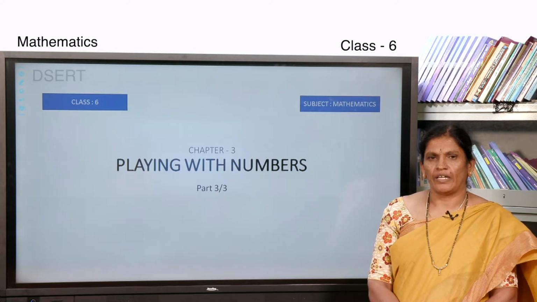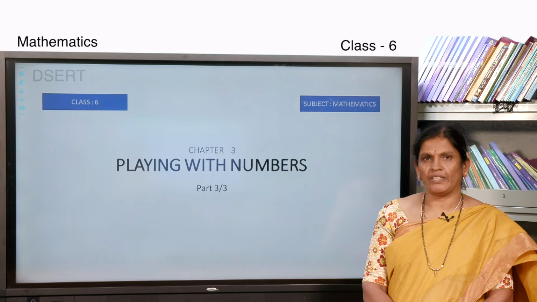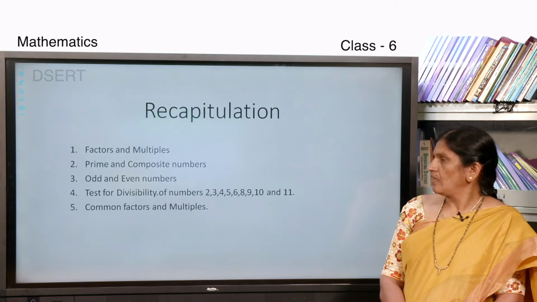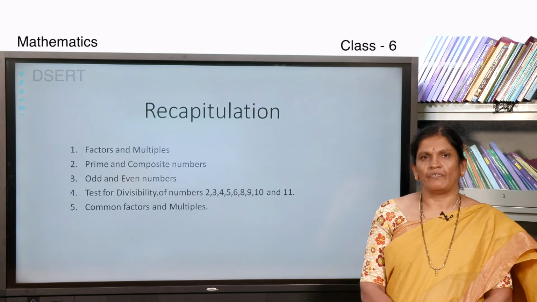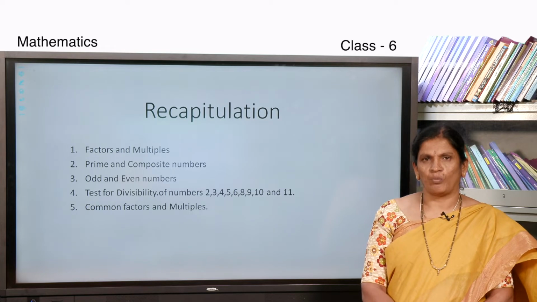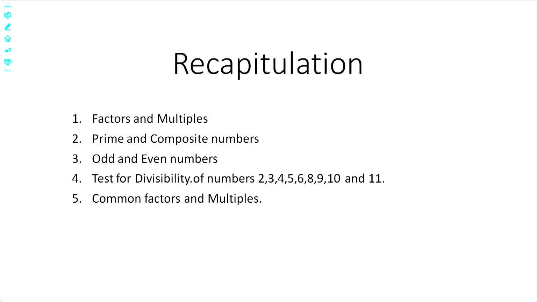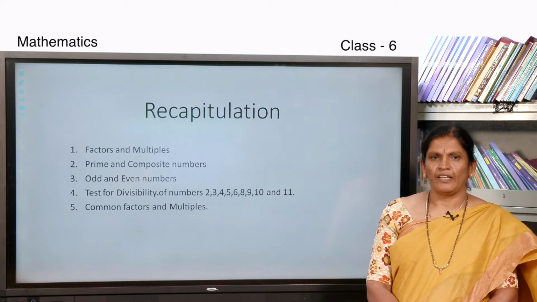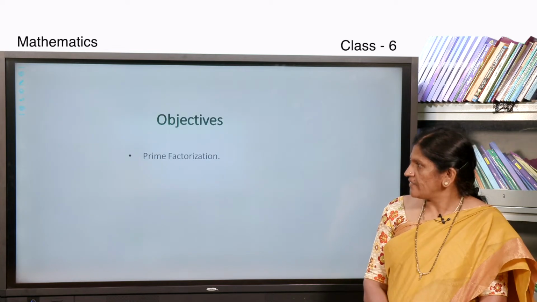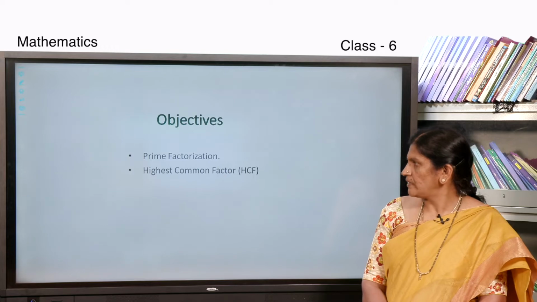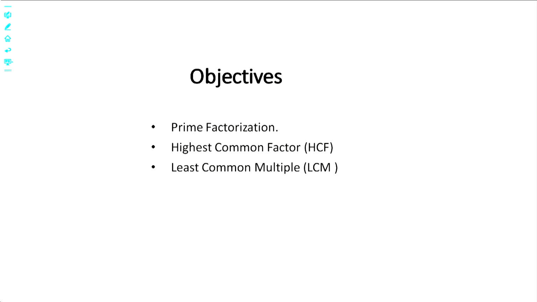Today we are learning Chapter 3, Playing with Numbers, part 3. In the previous class we learned factors and multiples, prime and composite numbers, odd and even numbers, tests for divisibility of numbers 2, 3, 4, 5, 6, 8, 9, 10 and 11, and common factors and multiples. Today we are learning prime factorization, highest common factor, and least common multiple.